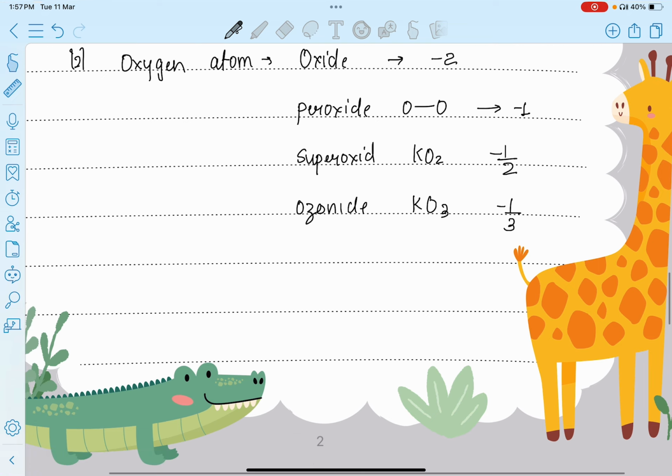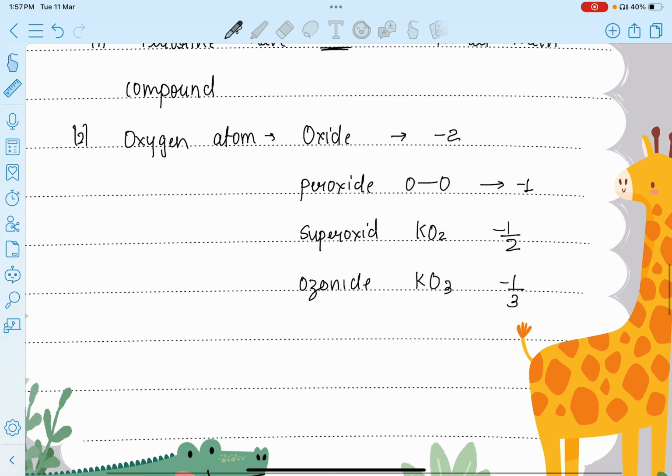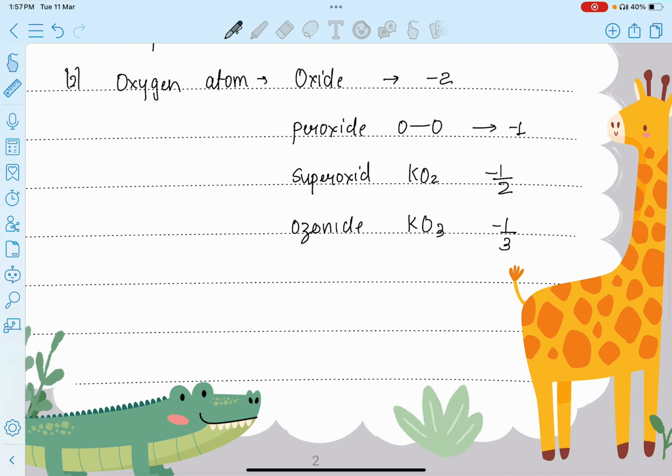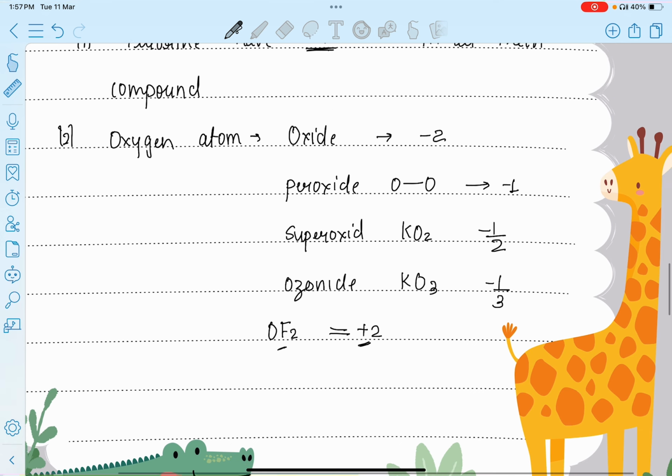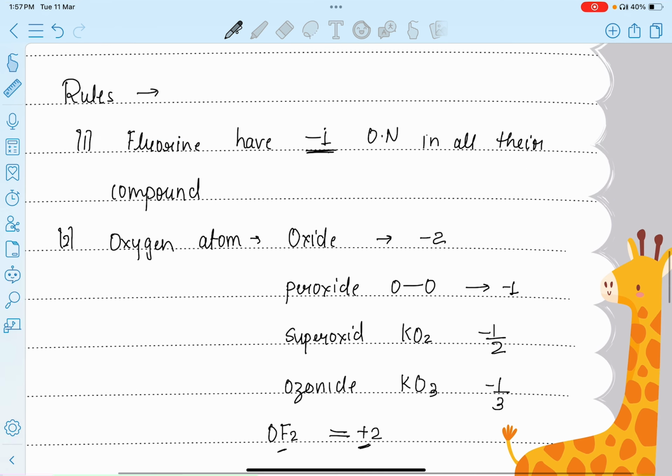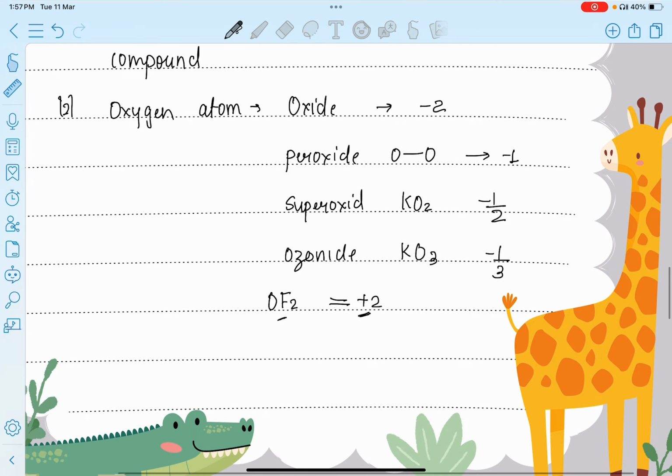If oxygen is attached with fluorine, fluorine always has -1, so oxygen has to have a positive charge. Okay. So in OF2, oxygen has +2 oxidation state. So oxygen has a positive oxidation state when it is attached to the fluorine atom, because fluorine always has -1 oxidation. This is the rule number 2.